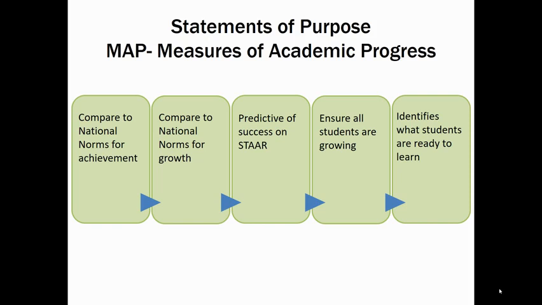We use MAP to fulfill the TEA requirement of a universal screener. We use MAP as part of the gifted identification process, part of the Math Rocks identification process, and part of our intervention identification process. We consider MAP in special ed evaluations. We use MAP to measure growth. We use MAP to identify TEKS for improvement in all of the tiers, and we can use MAP to goal set with students.